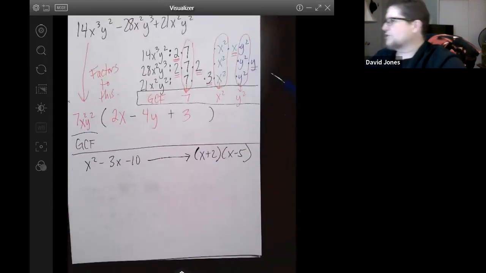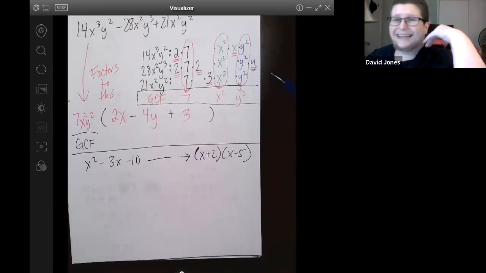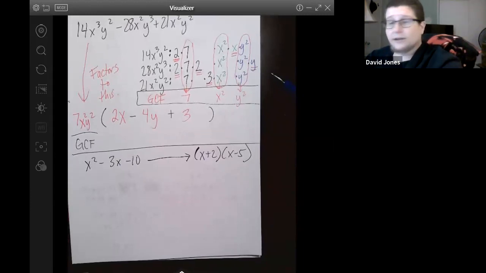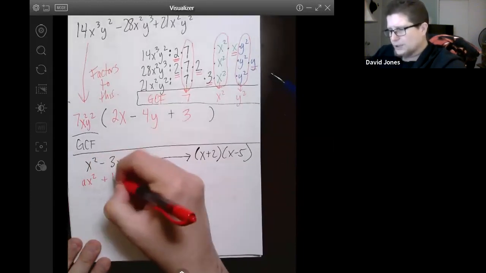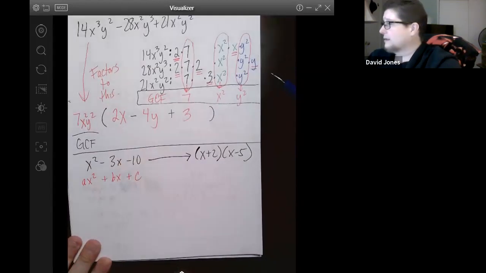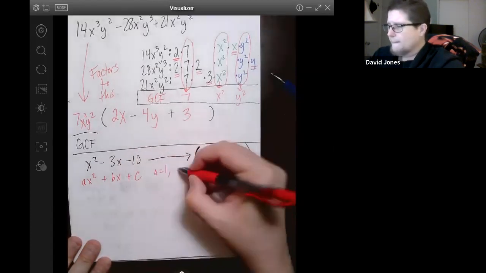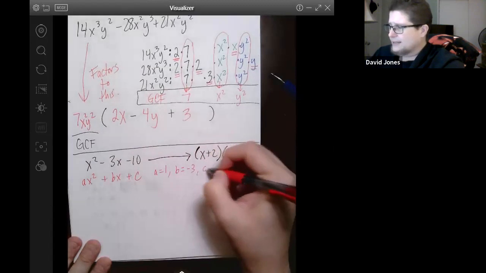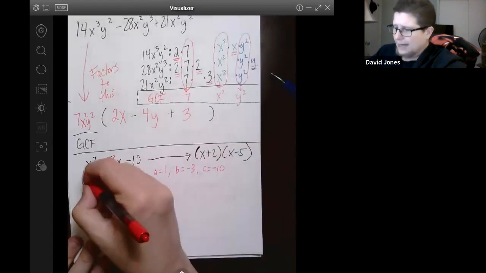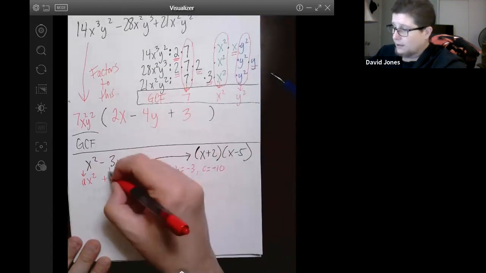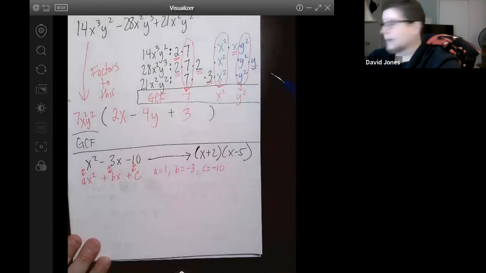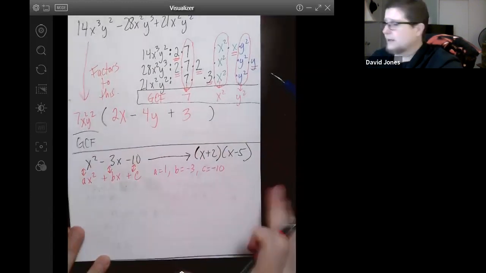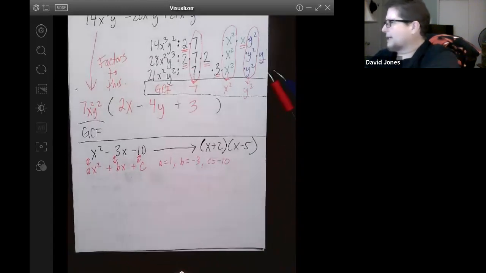Well, what I want you to do is get used to this form. They use it a lot in college algebra, and I'm going to use it a lot because it's just easy to do. This correlates to ax squared plus bx plus c. So a equals 1, b equals -3, c equals -10. Notice I'm just matching up the numbers in front. And when there's no number, I put a 1.